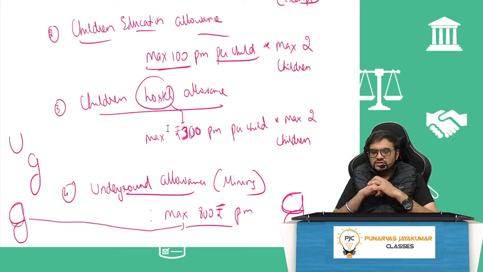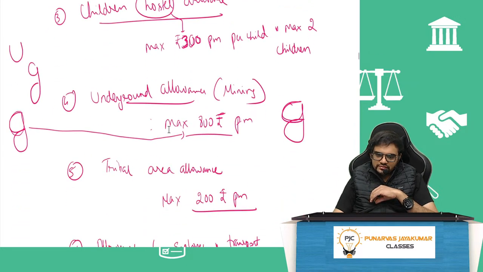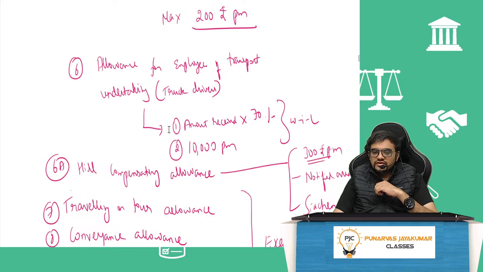Children hostel allowance. Maximum 300 rupees per child. This is hostel allowance and maximum two children. So, hostel more, education less. Underground allowance, that is for mining, is 800 rupees per month. Tribal area allowance, if you are working in a tribal zone, 200 rupees per month. Allowance for employees of transport undertaking, that is your truck drivers: 70% of the amount received or 10,000 rupees per month, whichever is less. This is for transport undertakings.